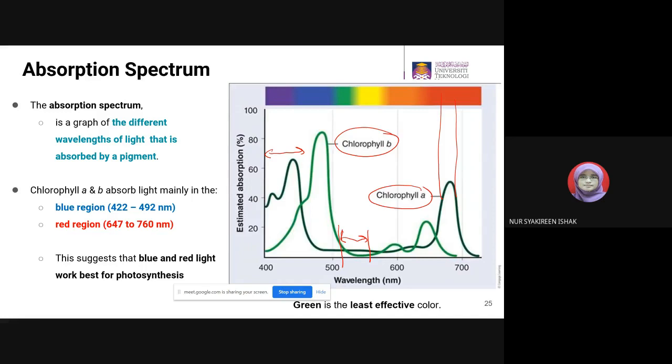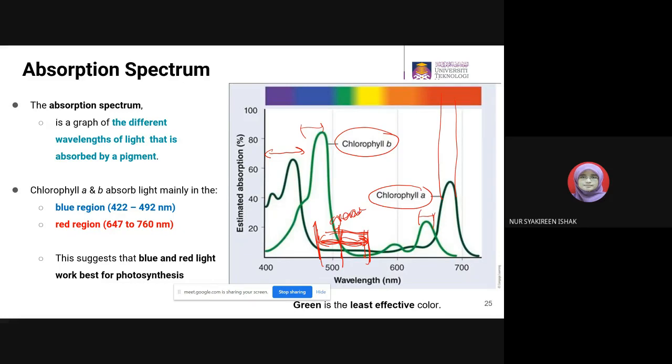Same goes to chlorophyll B. So chlorophyll B absorbs in the range of blue light here and also red orange here. Okay, and it will not absorb. Salah. Tadi yang ni chlorophyll A. Okay, up to here. For chlorophyll B it is here. Okay, so basically green light, okay, green light for both pigments will not be absorbed.